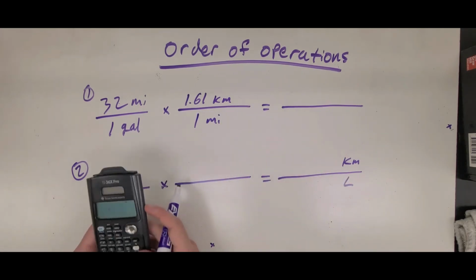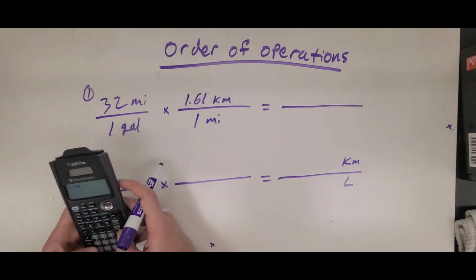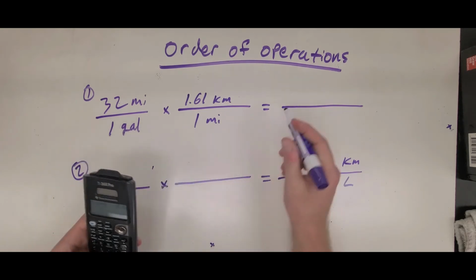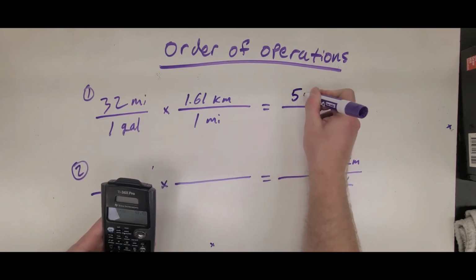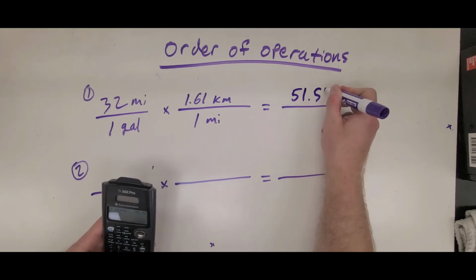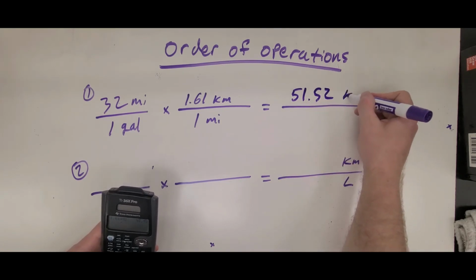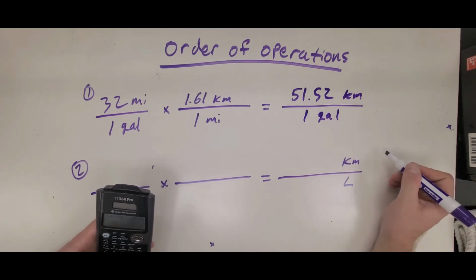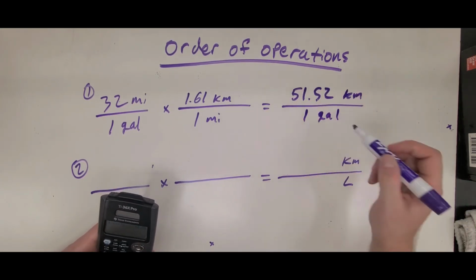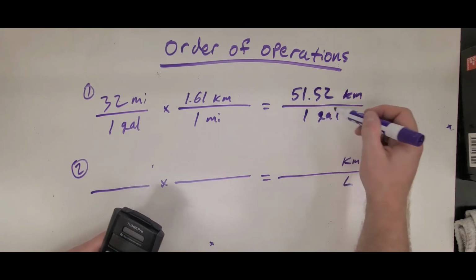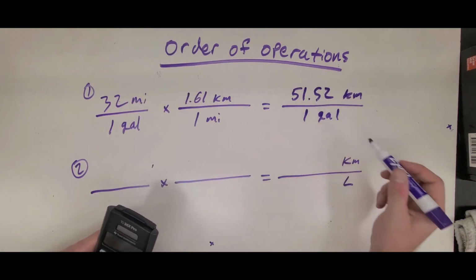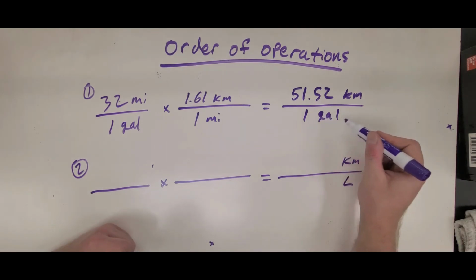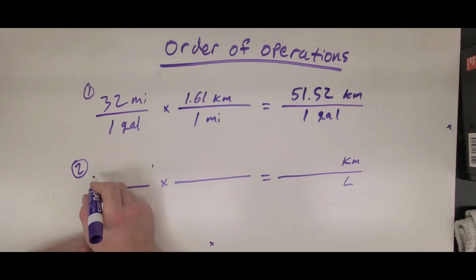We would multiply those together. 51.52. That is kilometers in 1 gallon. Okay. Now we want to convert this whole thing to the metric system. This is still equivalent to 32 miles, that is 51.52 kilometers, but we want to get it in liters. So let's go ahead and convert this to liters. We'll bring this whole number down here.